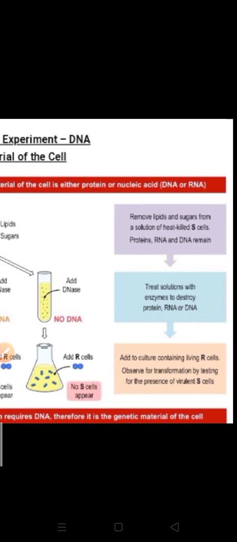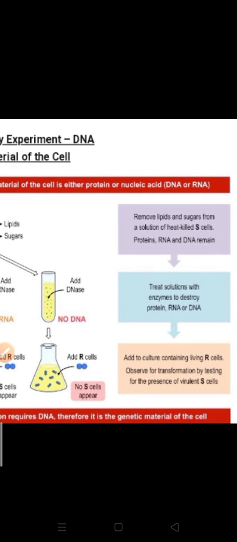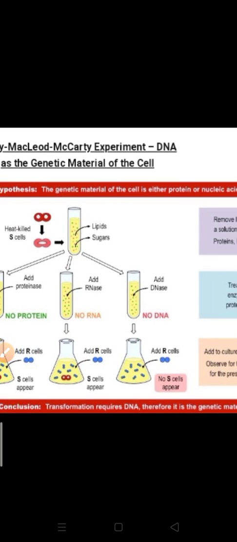They removed lipids and sugars from a solution of heat-killed S cells. Protein, RNA and DNA remain. Clear? So they used 3 things. Just keep this in your mind. So what they did, they took tissue from the mice. Which mice? Which died. Clear? Smooth-strain heat-killed bacteria and R2 type of live bacteria, when injected inside the mice, that time the mice died.